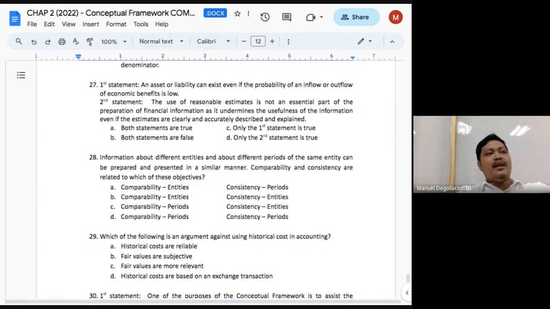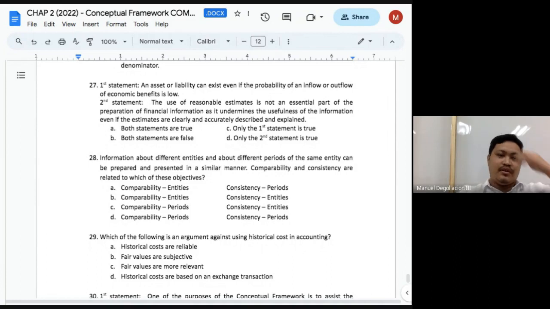Okay? Company A year 1 should not be compared with company B year 2. That's simply not the way to use financial information. Comparability among entities and consistency across periods.